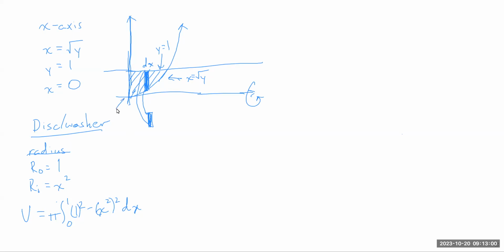So this point is 0, 0. This point right here is 1, 1. So that is the integral, right? 1 minus x to the 4th dx. I'm gonna leave it set up if that's okay.